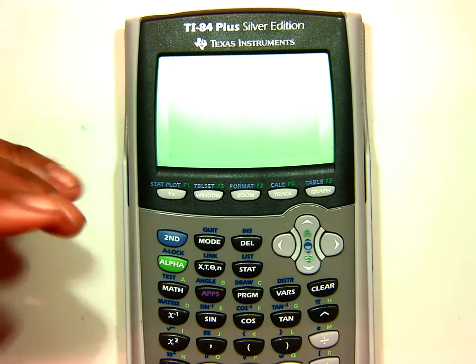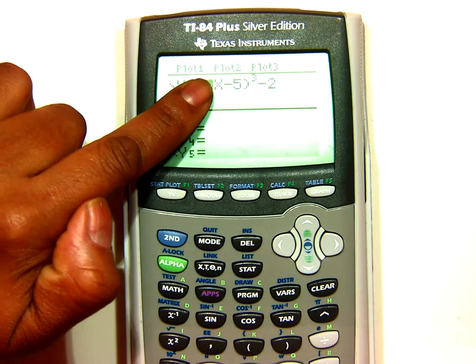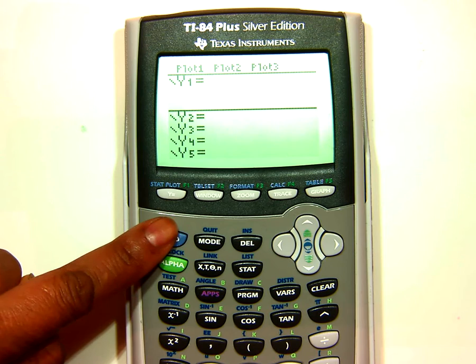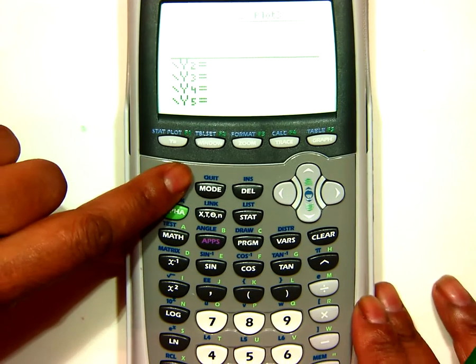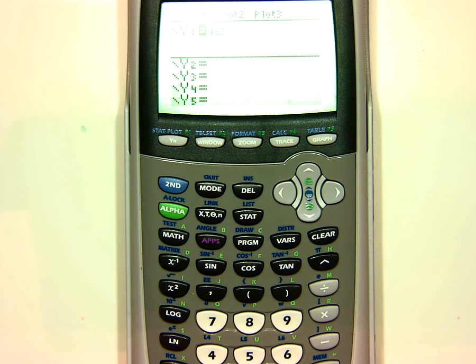Okay, so to graph it, let's do y equal. This is our previous example, so we're going to hit clear to clear it out. Now going back to the actual problem, it said square root. So we're going to hit our second key, which is this key where my finger is, that one, and then the one with x squared on it. That's your square root.